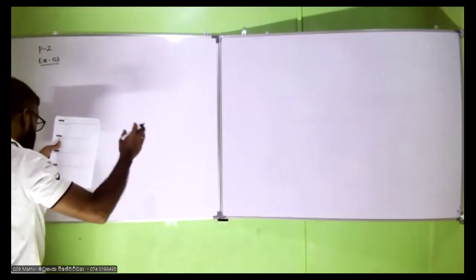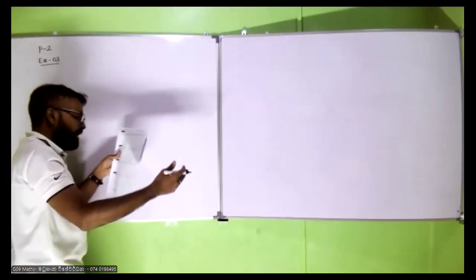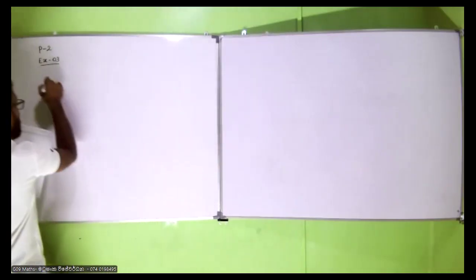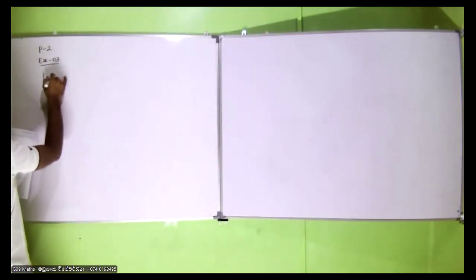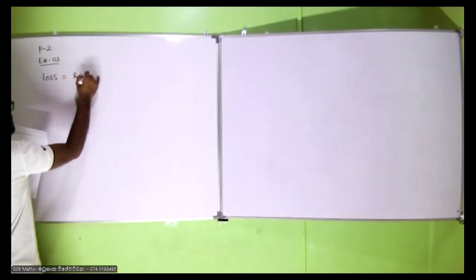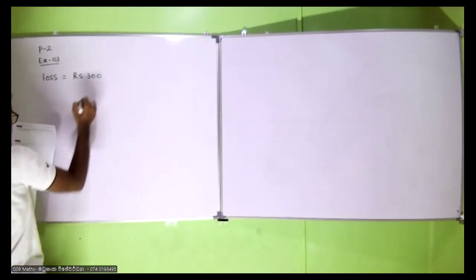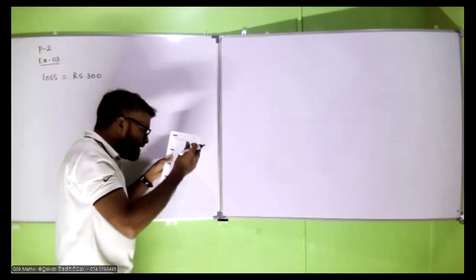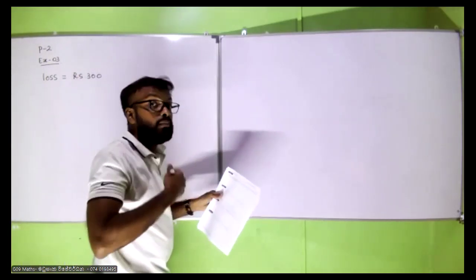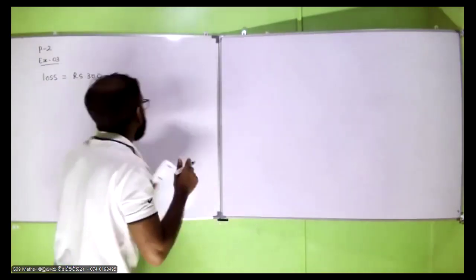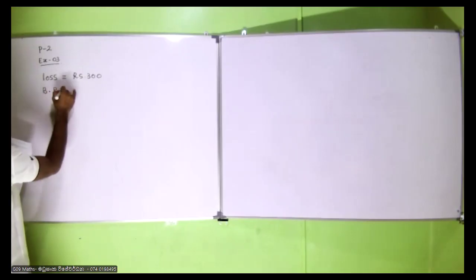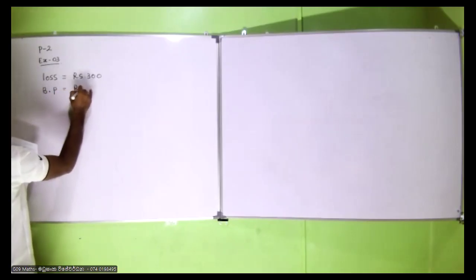A vendor sells a pair of shoes to a customer at a loss. So they have given us the loss first: 300 rupees. The buying price is 1000 rupees. So they have given us the buying price as well. I will put it as BP.